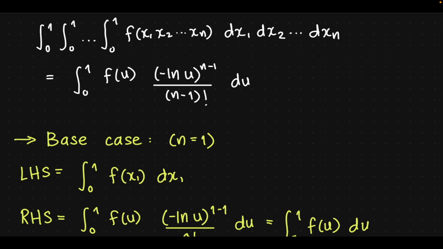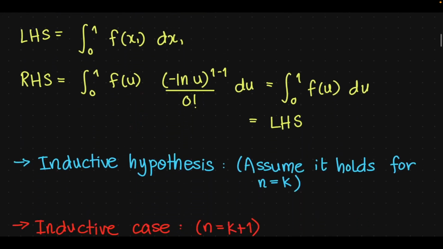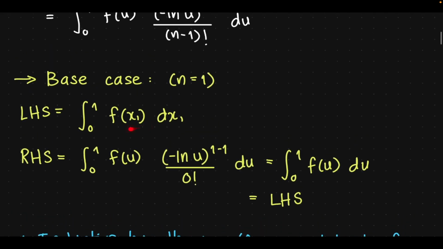So we're going to prove this by induction. To do that, we have to consider the base case, which is n equals 1. For n equals 1, we just have one integral from 0 to 1 of f of x1 dx1 on the left hand side.